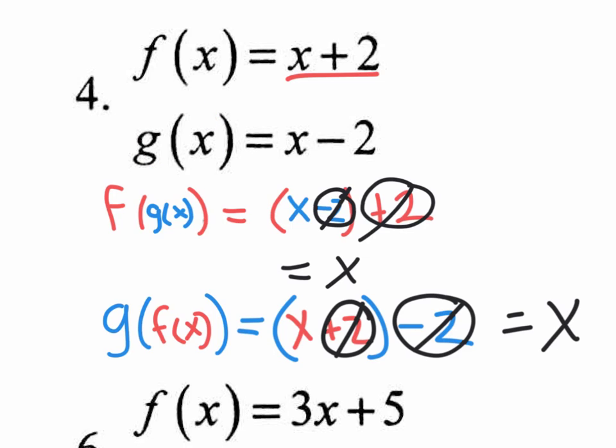So I have verified that both f of x and g of x are truly inverse functions of each other. Why? Because when I plug one into the other, I get x, and then when I switch it up and plug in the other one into the other one, I get x also. And that's how we verify inverse functions, by plugging them into each other and getting x as an answer.